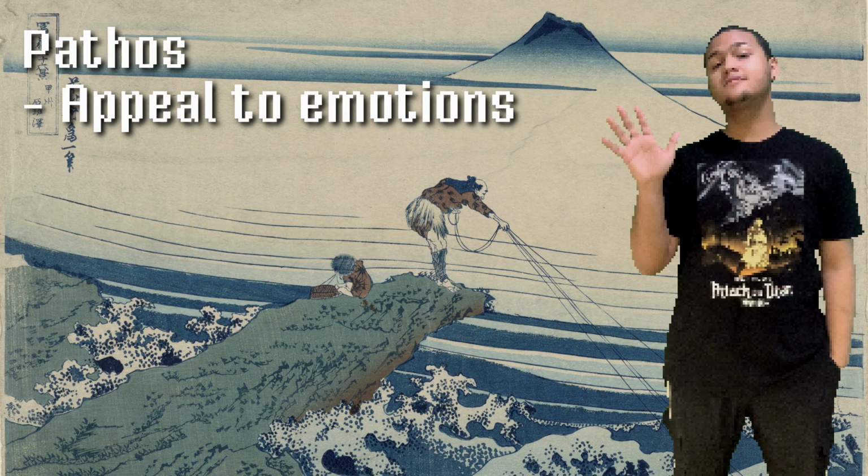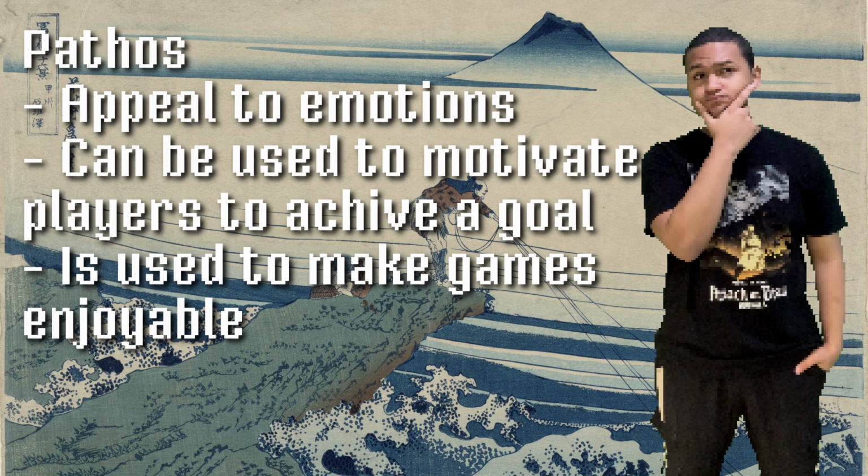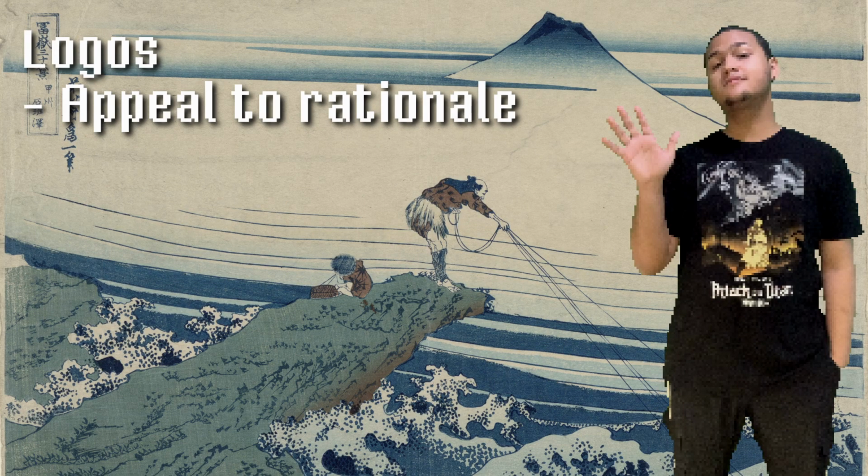Pathos is the appeal to one's emotions. It's used in Scarlet and Violet by Arven's relatable, tragic, and motivating backstory. It's used in countless other games, including my own Fell, in the form of fun gameplay and mechanics, visually pleasing art, polish, and more. Lastly, Logos is the appeal to an audience's rationale.